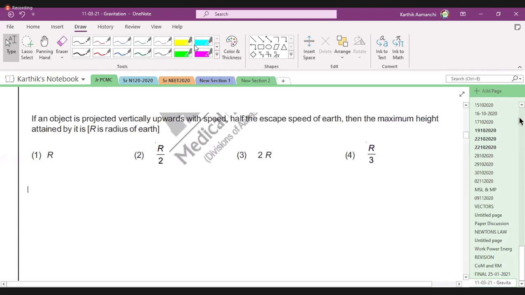So R, no. It is R by 3, not R. Again, take your conservation of energies. Yes, sir. Same way. Okay.